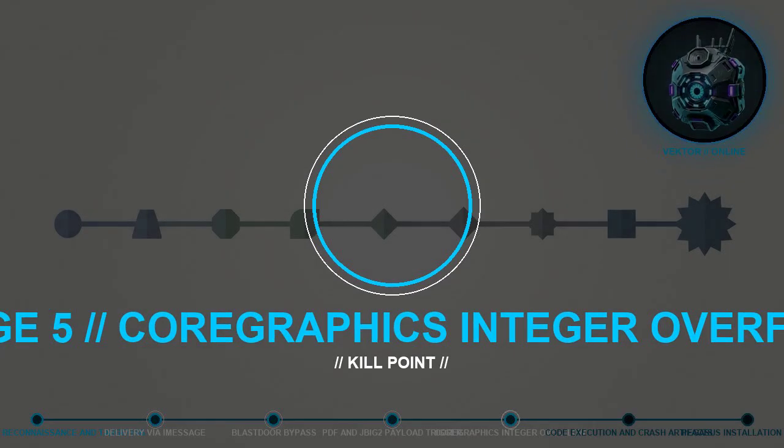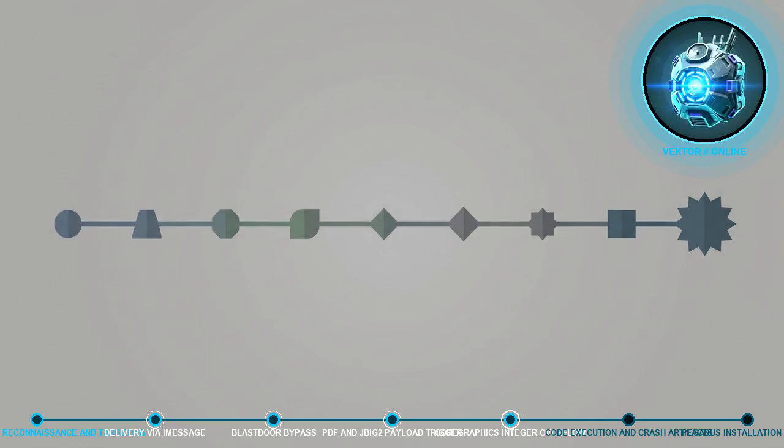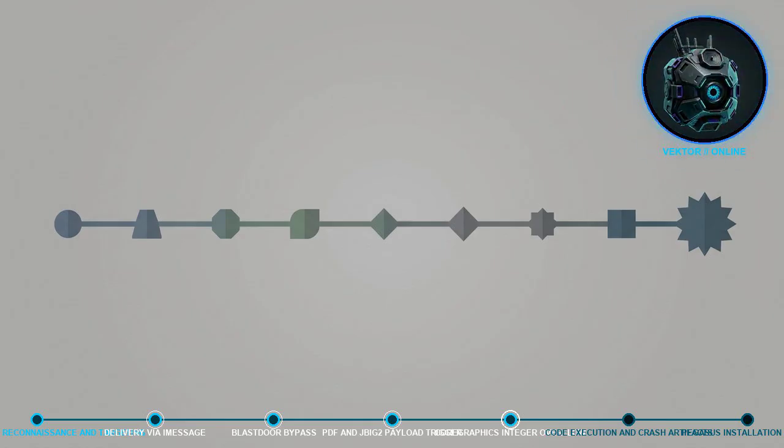Stage 5 is the underlying flaw itself. Citizen Lab attributed the vulnerability to an integer overflow in Apple's CoreGraphics image rendering library, the shared component responsible for decoding and drawing image data across iOS. An integer overflow, in general terms, happens when a calculation produces a number too large for the space allotted to store it, and that number wraps around into something the program was never designed to expect.